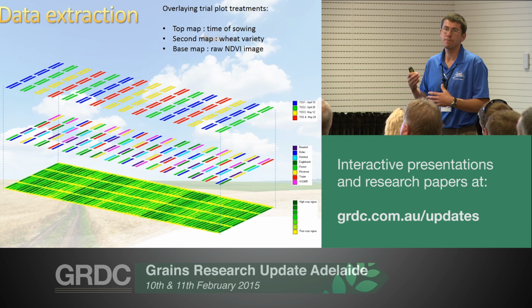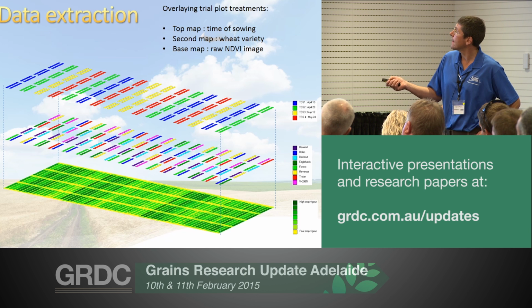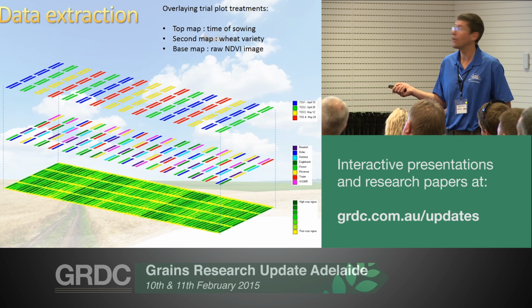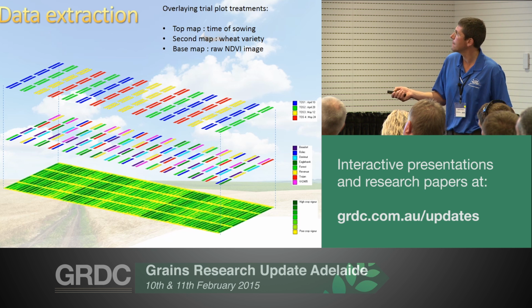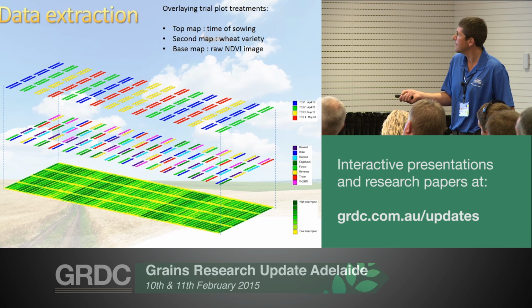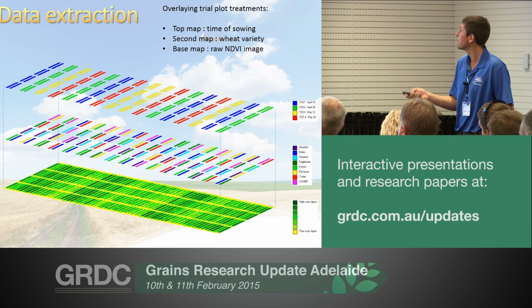And now we start getting to stuff about extracting data and what you might want to use it for. So this top one here is a set of trial plots within that trial area as well, which is the time of sowing trial with Southern Farming Systems. The 4 different colours in that is the date it was sown. The different colours down here is the different varieties they planted. And this is my NDVI, just NDVI photograph effectively.